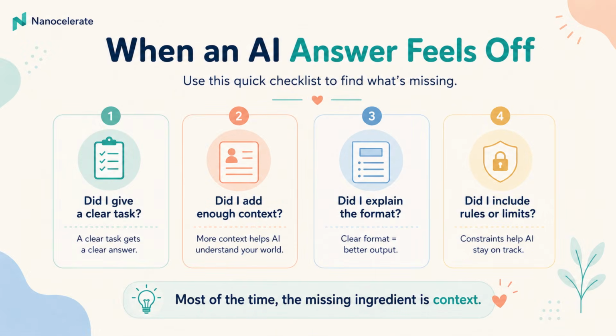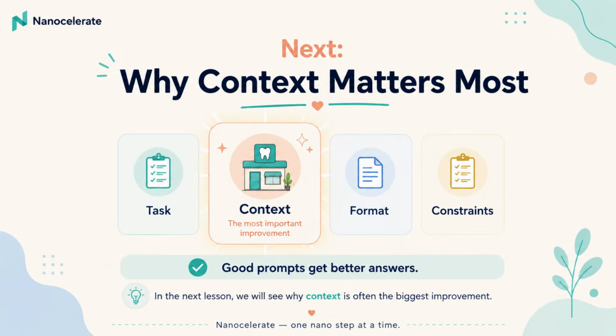Ask yourself, did I give AI a clear task? Did I give enough context? Did I explain the format I want? Did I include any rules, limits, or things to avoid? Most of the time, the missing ingredient is context. And that is exactly what we will explore in the next lesson. Why context is the secret to getting much better AI answers.